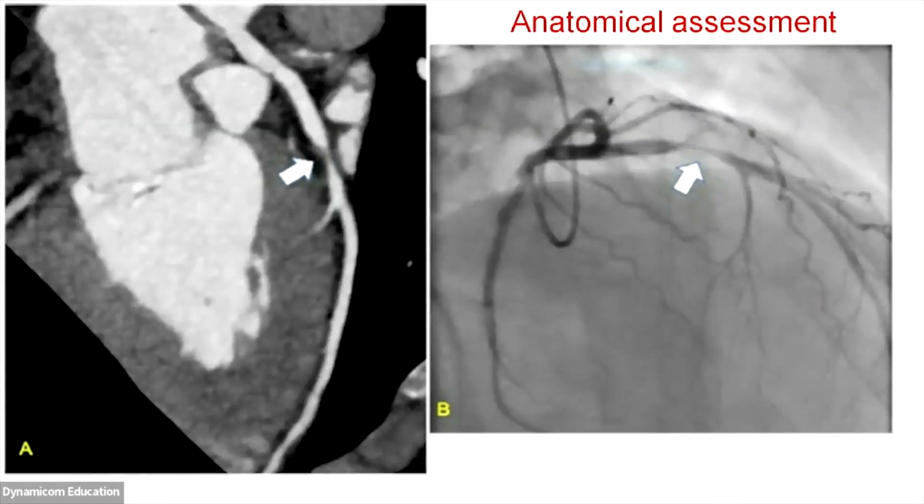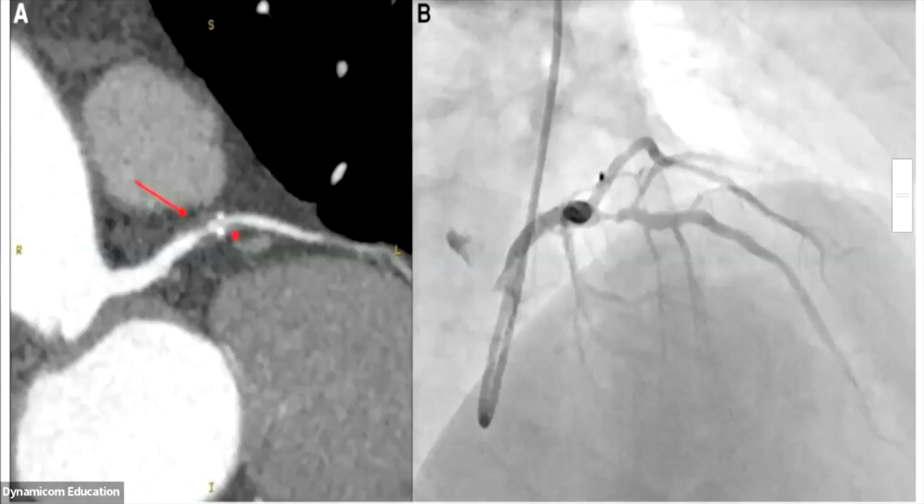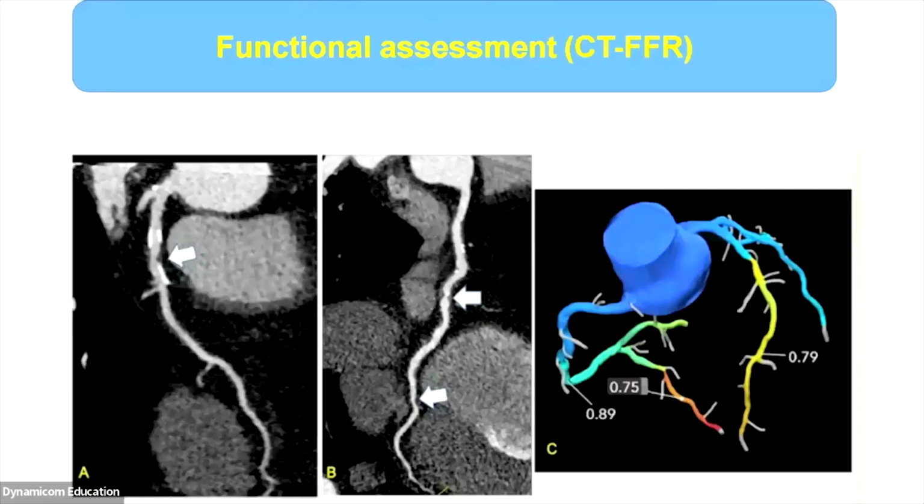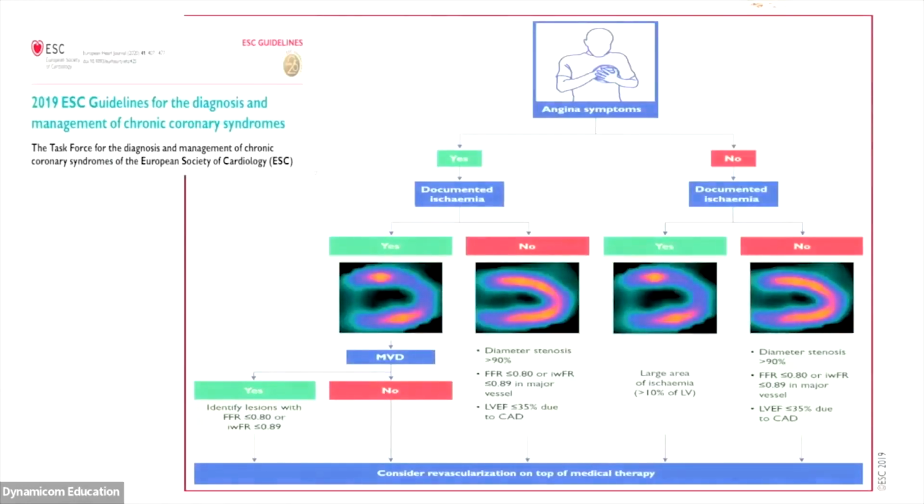So you can appreciate here the CT coronary angiography which can identify a proximal LAD lesion, and anatomically by coronary angiography, it is the same proximal significant LAD lesion. And here, the dual modality of adding another modality to CT coronary angiography to assess the hemodynamic significance of a lesion, FFR, if it is less than 0.8, this indicates a hemodynamically significant coronary lesion.